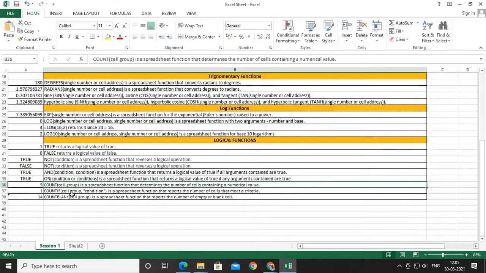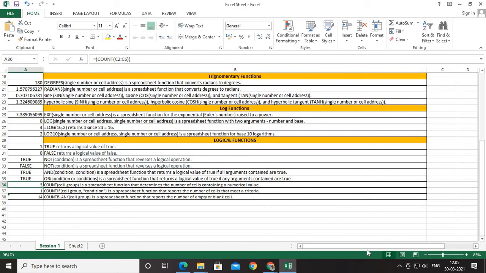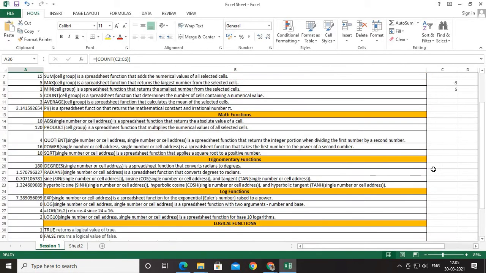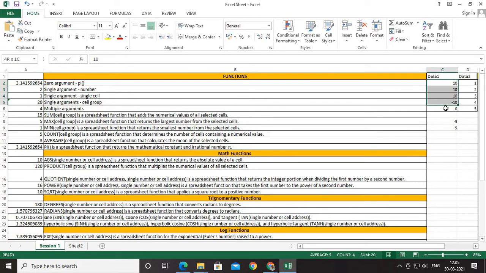Similarly, I have got COUNT, which I have already dealt with. I have got COUNTIF, I have got COUNTBLANK. What is this COUNT? This COUNT will determine the number of cells containing a numerical value within that range. So what do we have here? C2 to C6, if you count, how many numerical values we had? It's very easy to count. C2 to C6 we had 5. That's all. It's very simple.